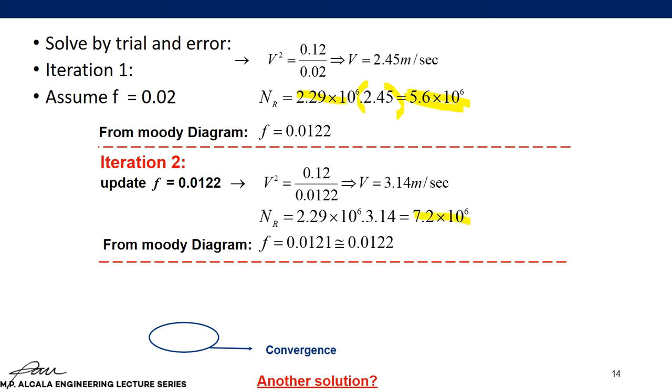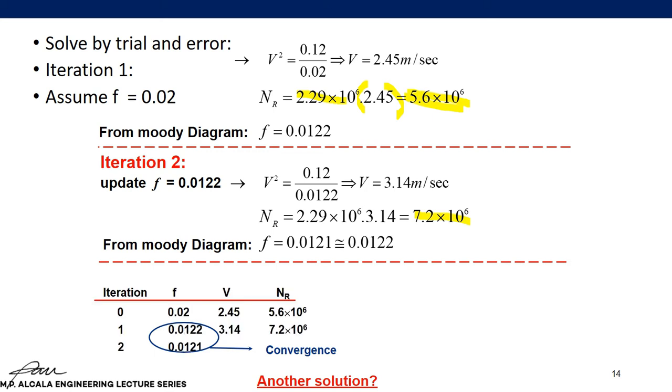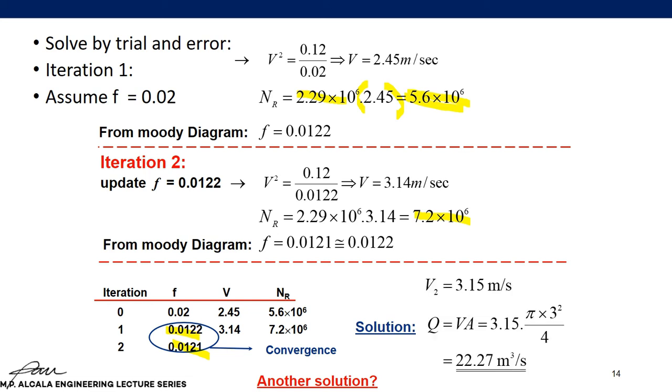I haven't shown the diagram here, because I want you to look at this. So it has converged here already. So our initial guess is already correct. Our final question is the discharge, velocity times the area, which is 22.27 cubic meters per second.